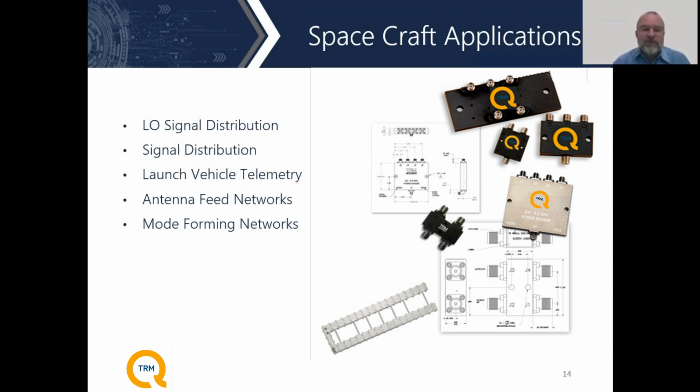What TRM has found is that we see an awful lot of signal distribution work, either for local oscillators or for other mechanisms with all the spacecraft. But there are a lot of parts in the spacecraft that are required to move signals around one way or the other.